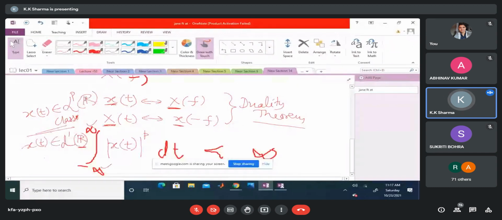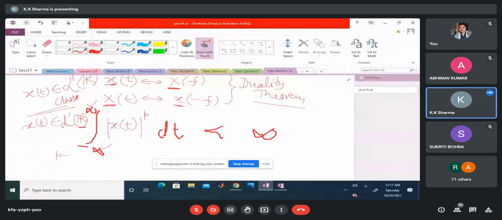Now, p is equal to 2. For p equal to 2, can you tell me what will be the value of this integral? You are familiar with this? For p equal to 2, what is this quantity? Mod x(t) square is finite. What is mod x(t) square integrated from minus infinity to infinity? This is the energy of the signal.